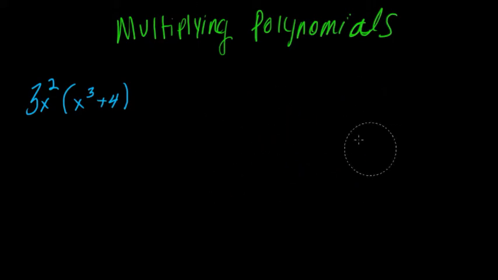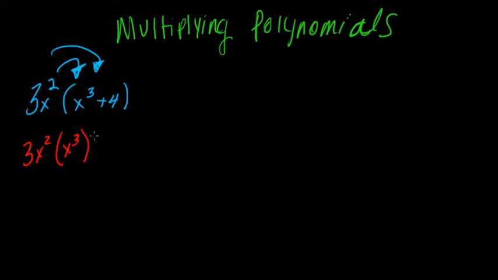All right, with that being said, let's go ahead and get started with this multiplication of polynomials. What I'm going to do is distribute this first number, this monomial, to this binomial that's inside parentheses. So what I'll have here is 3x squared times x cubed plus 3x squared times 4.